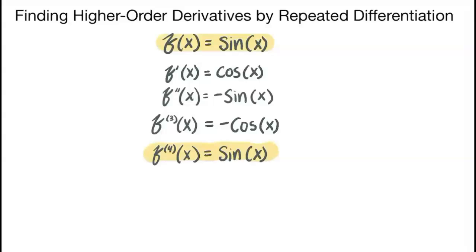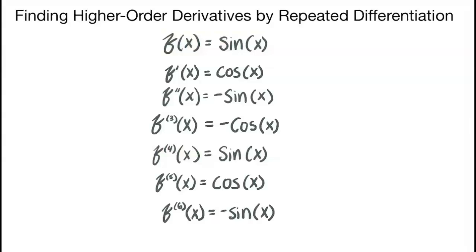Notice that the fourth derivative is the same as the original function. Thus, the pattern of derivatives begins again after the fourth derivative. Following this pattern, we know that the fifth derivative will be equal to cosine of x, and the sixth derivative will be equal to negative sine of x. Will this continue to infinity? Yes, the cycle will repeat itself every 4 derivatives, and it will repeat this way forever.